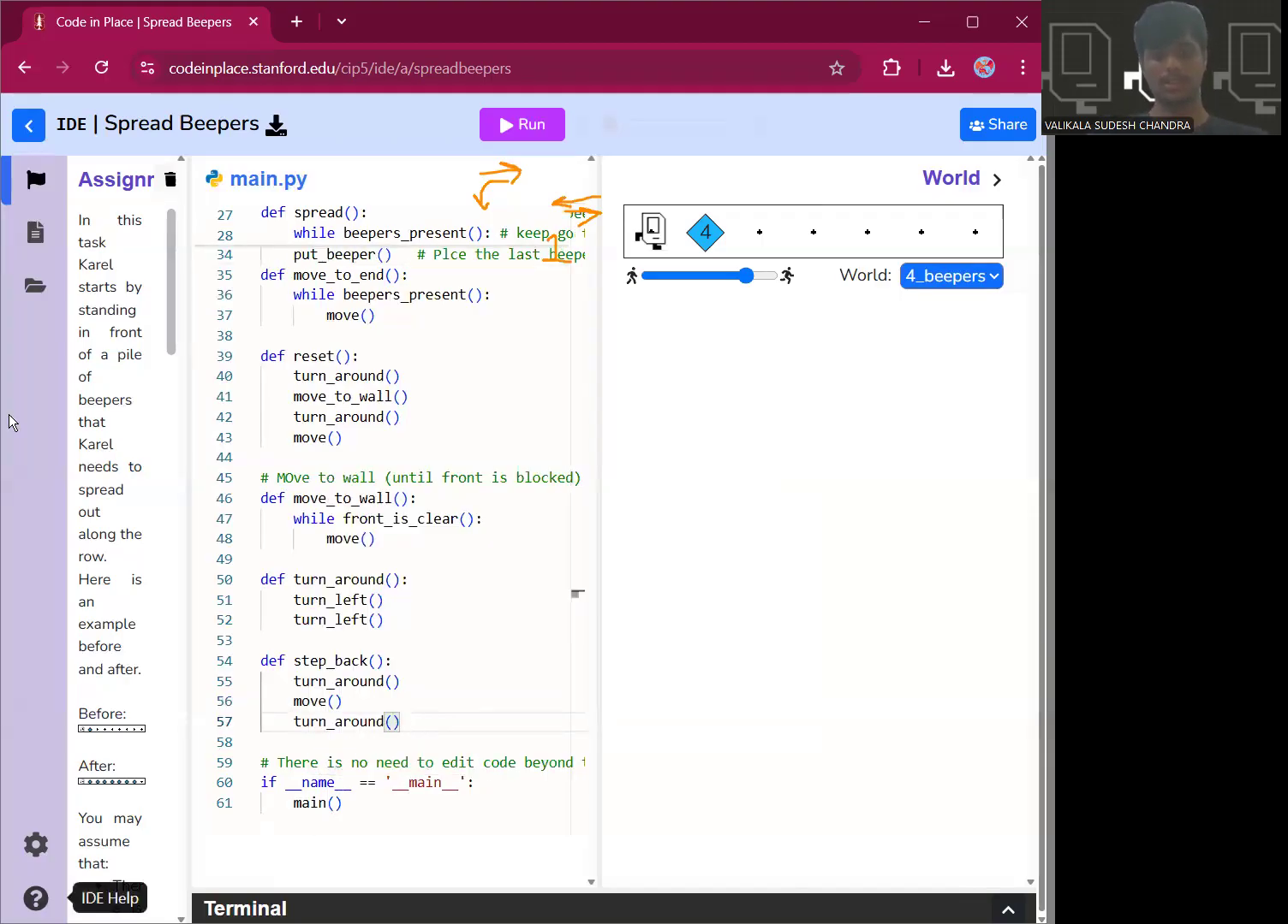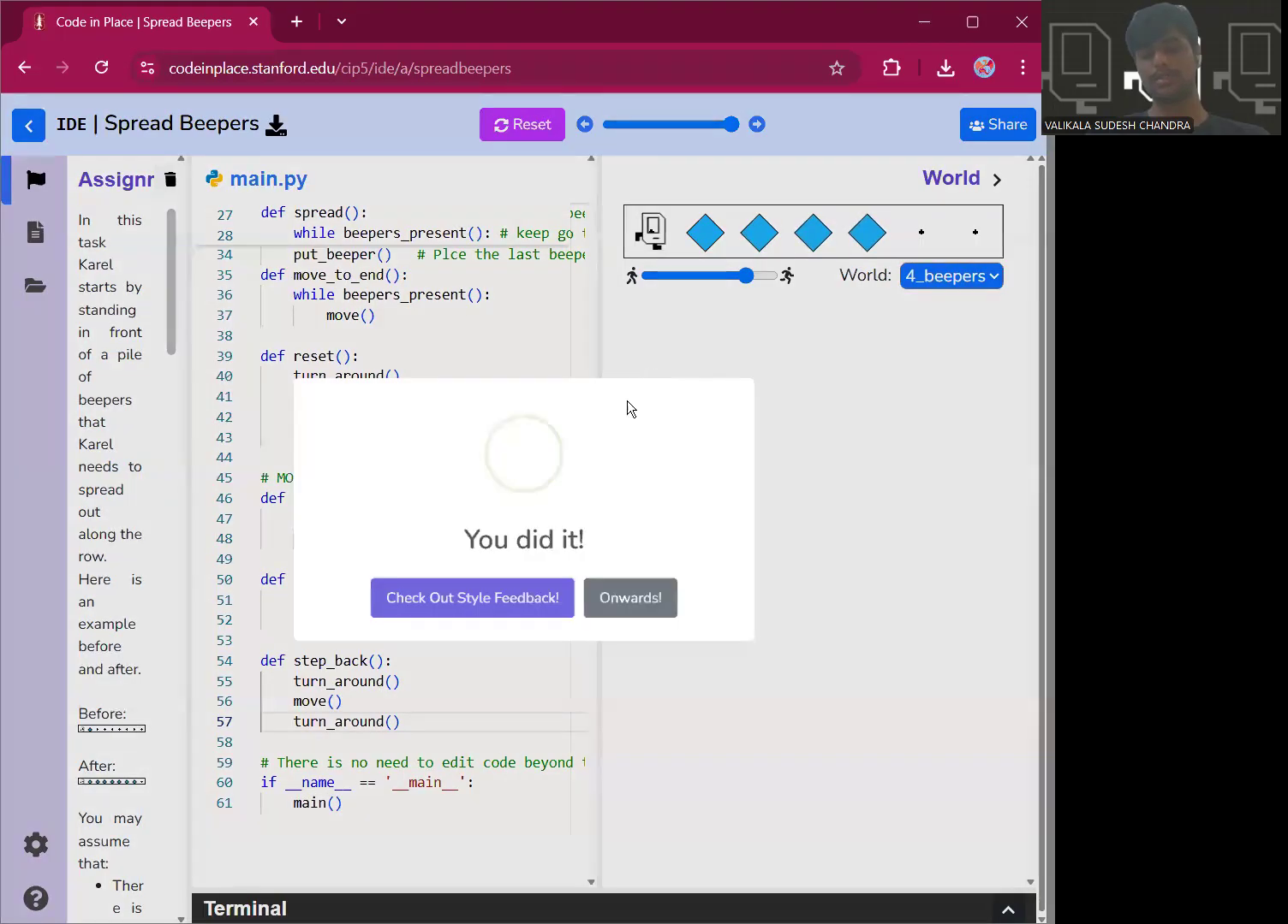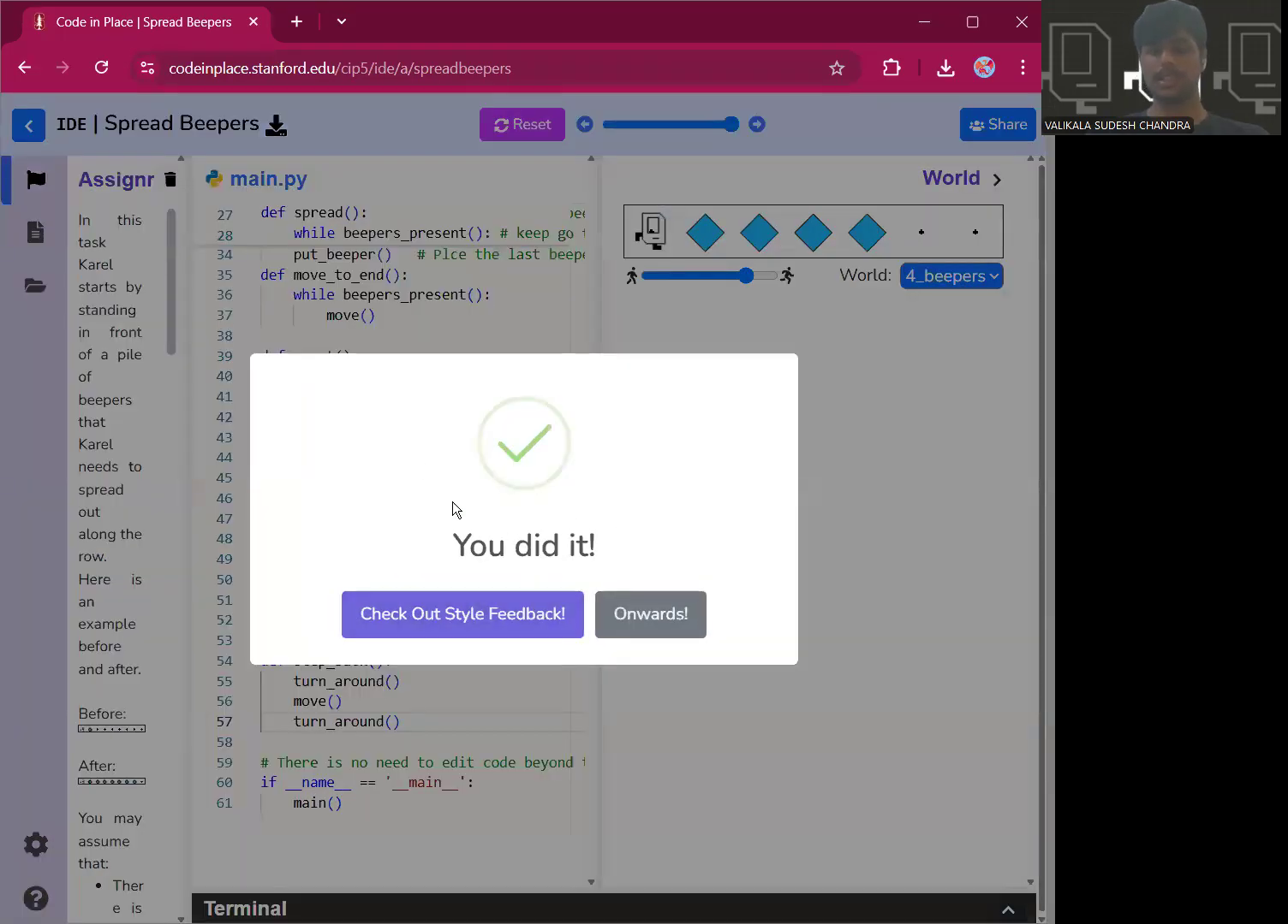That's how it is. Let's delete all the drawings. Then let's run it. Okay. We could see that it is picking one beeper and placing it back. Once it identifies there is only one, it comes back to its initial position. Okay, so it was very nice to solve this.